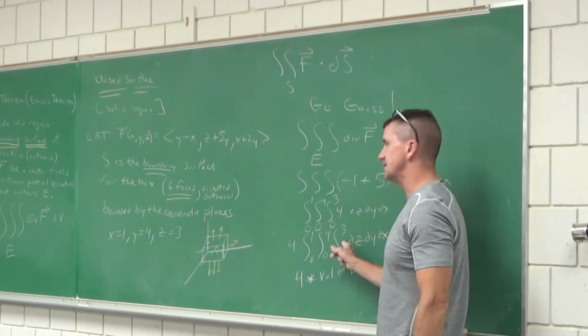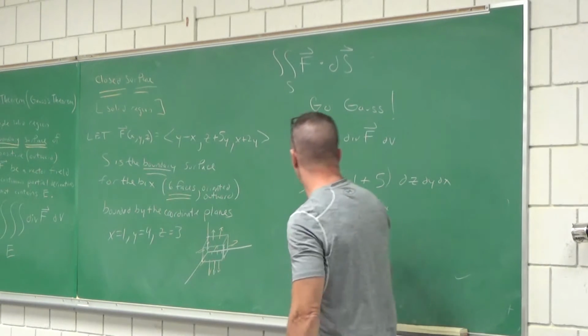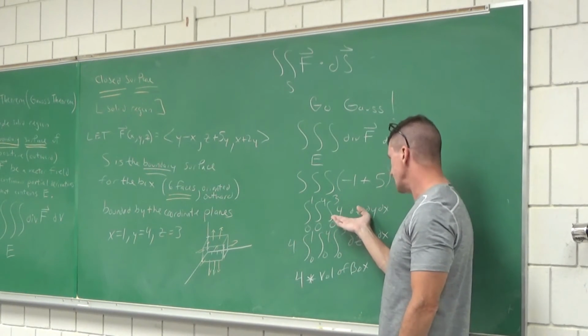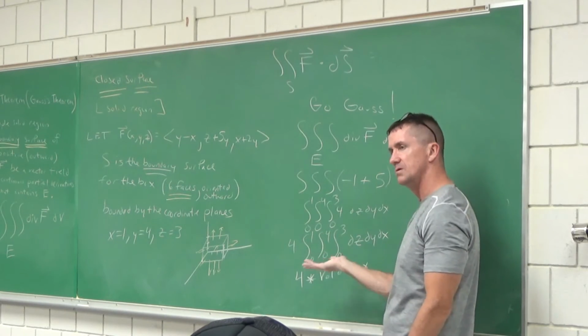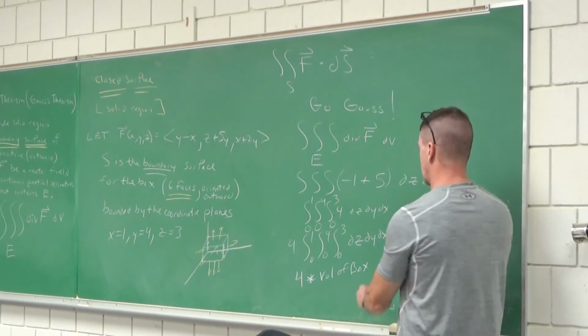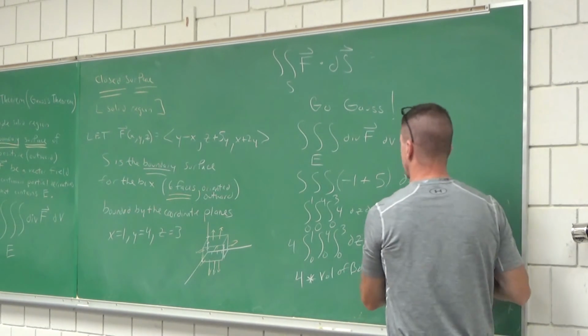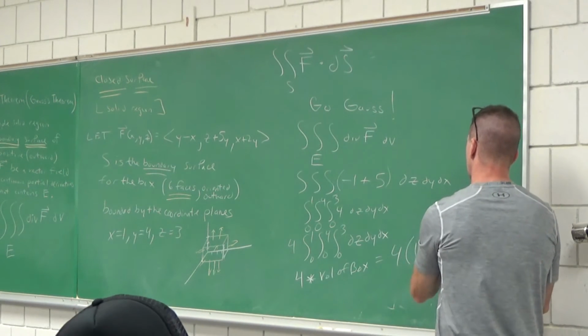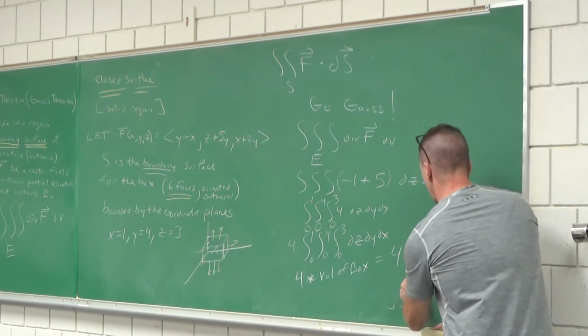Keep in mind, if I did get some variables in it, the answer depends on the vector field. If the divergence of vector field F came out to have some variables involved, then I would have to do the triple integral, maybe as an iterated integral, or I could split them up. But this is 4 times the volume of the box. What's that volume? Length, width, height, right? And what do you get? 48. That's your flux.